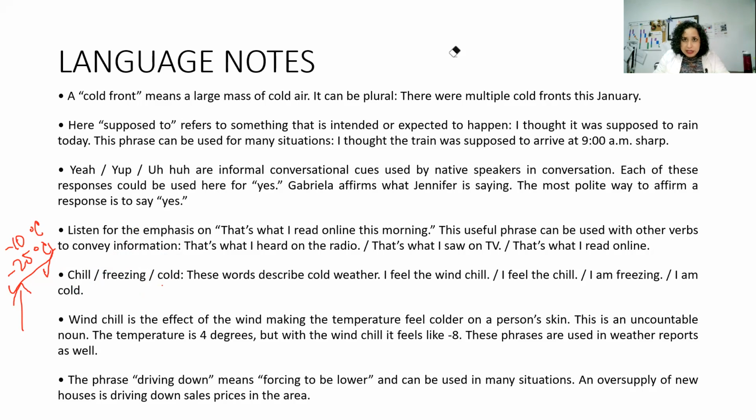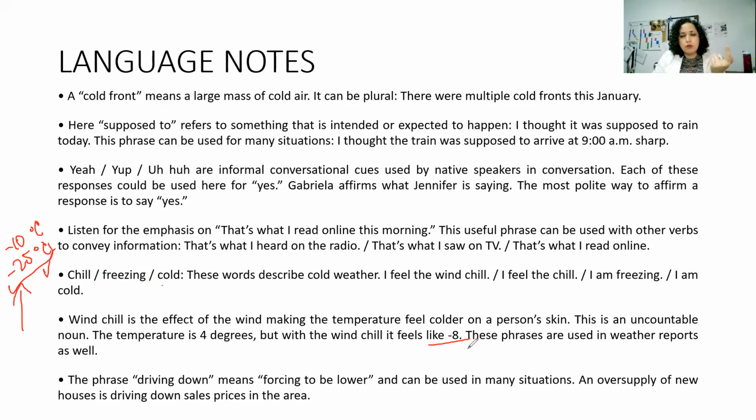Wind chill is the effect of the wind making the temperature feel colder on a person's skin. This is an uncountable noun. The temperature is 4 degrees, but with the wind chill, it feels like minus 8. These phrases are used in weather reports as well.